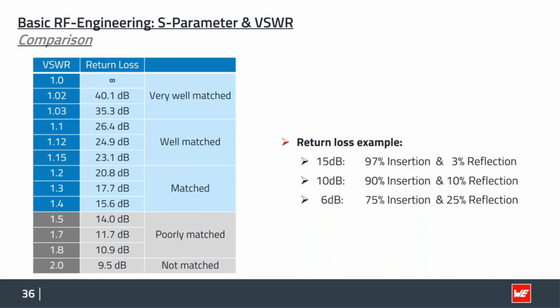Just as an example, if we have a return loss of 15 dB, we talk about having 97% of signal and 3% of reflection. If we have 10 dB, we are at 90% insertion and 10% reflection. If you are down to 6 dB, we have only 75% of insertion and 25% of reflection, which is really huge. So it's really considered to be above the 15 dB, definitely.